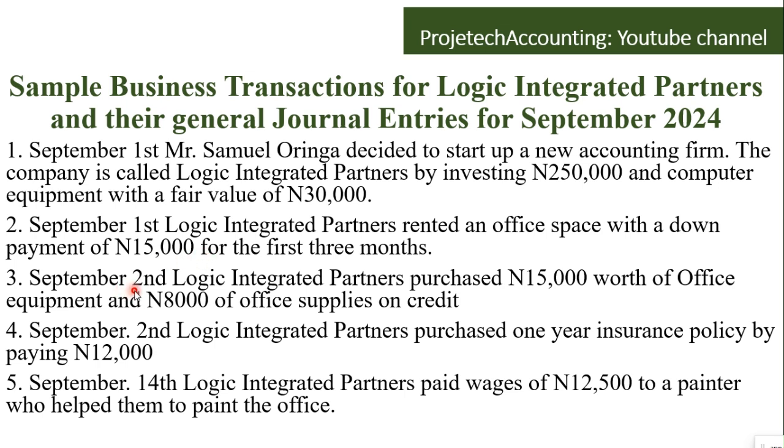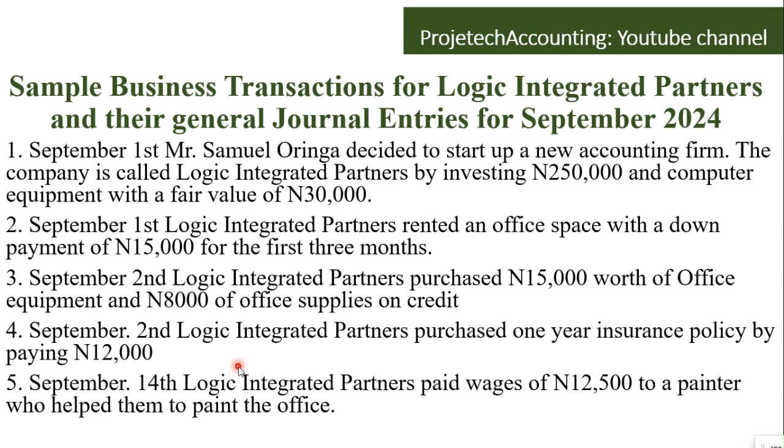September 2nd, Logic Integrated Partners purchased 15,000 naira worth of office equipment and 8,000 naira worth of office supply on credit. September 2nd, Logic Integrated Partners purchased a 1 year insurance policy by paying 12,000 naira. September 14, Logic Integrated Partners paid wages of 12,500 to a painter who helped them to paint the office.